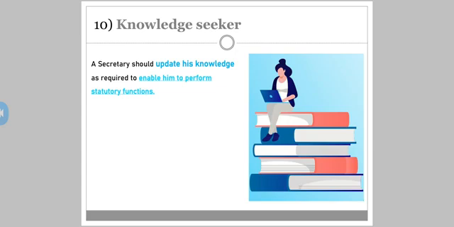Now, every now and then there is a change. As we have seen, situations are changing, policies are changing, and day by day everything is changing. So the secretary should possess the quality of being a knowledge seeker. That means the secretary should update his knowledge as and when required. The secretary should go on updating his knowledge, trying to learn new things which will enable him to perform statutory functions. Every time the secretary acquires new knowledge or tries to learn something new, this will help in doing the statutory functions properly. Okay, updating oneself with new things coming up and getting new knowledge.